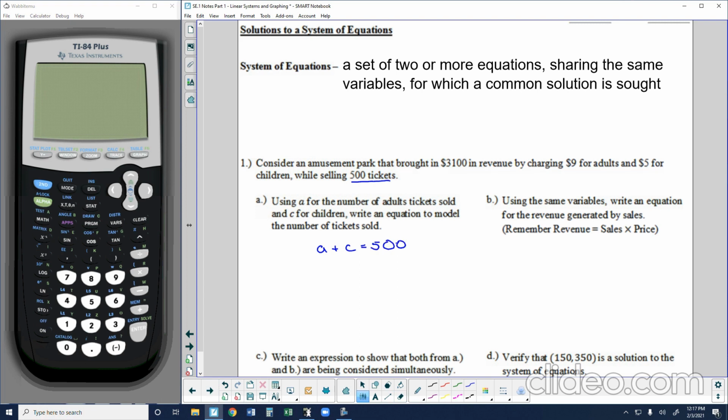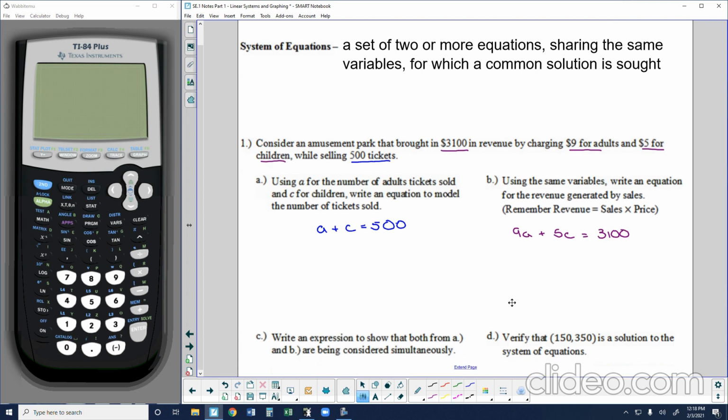In B, it says using the same variables, write an equation for revenue generated by sales. Remember that, as we've seen earlier this year, revenue is equal to sales times price. So our total revenue would be the $3,100 that they generated. Now they charged $9 for adults and $5 for children. So revenue from adults would be $9 per adult ticket, so 9 times A. The sales would be A, the price would be 9. We're going to add to that the revenue generated by the children, which would be $5 per ticket times the number of children's tickets sold. Together, these values have to equal $3,100.